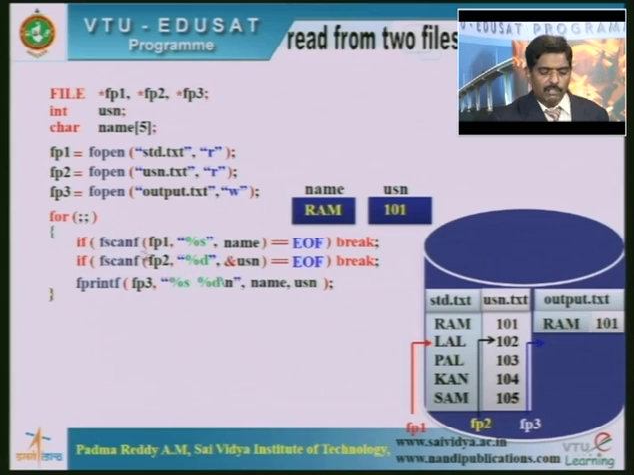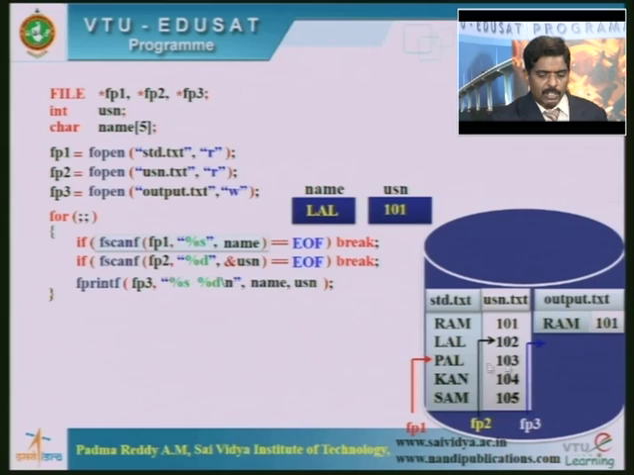Now tell me, if I execute this, fp1 points where? Lal. So Lal is read from the file. Next, automatically the pointer comes to the next name. Now, if I execute this fscanf, we are trying to read the data from where? From fp2, which gives us 102. 102 should be copied into usn. Now 102 has been copied into usn, and automatically this file pointer points to the next integer.